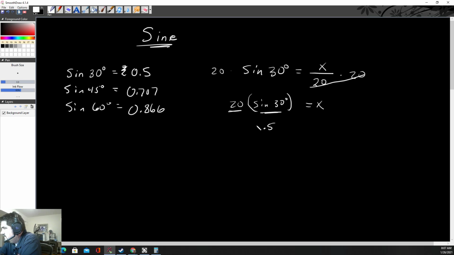So this one is 0.5. I already know that. And times it by 20, and that's equal to x. And so x is equal to 10. So 0.5 times 20 is 10, and so that's the answer.